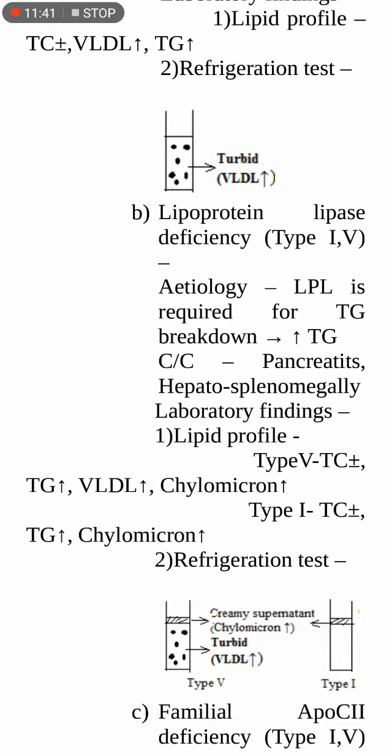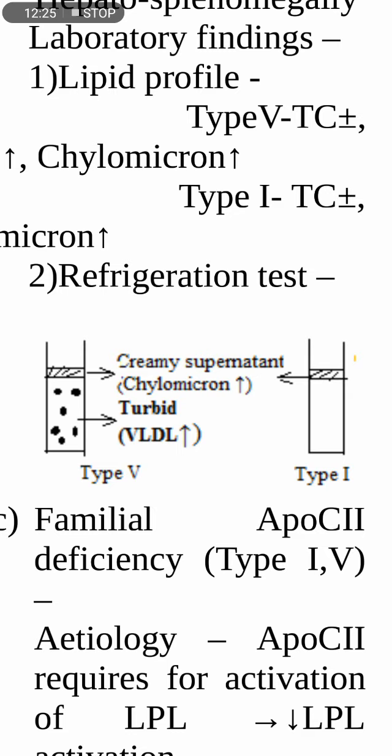So if you perform a refrigeration test, if there is a TG increase, VLDL increase and chylomicron increase, you get the turbid serum, and on the top of the turbid serum there is a creamy supernatant due to the increased chylomicron. But if we get the increased TG and chylomicron increase, you get the clear serum, and on the top of the clear serum, you get the creamy supernatant due to the increased chylomicron.